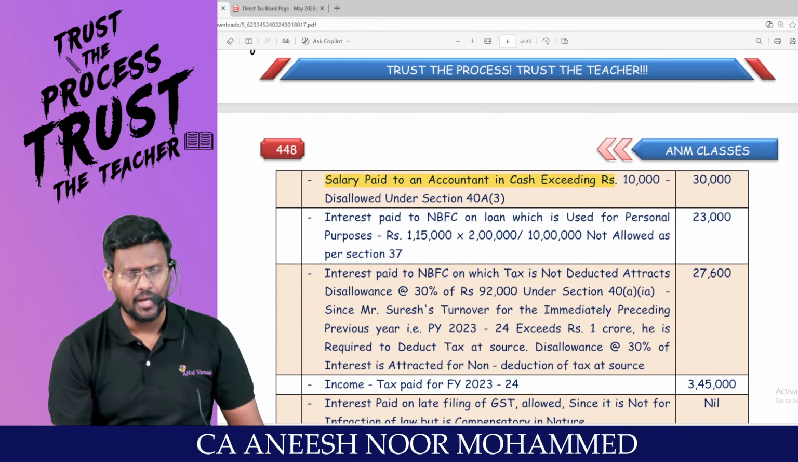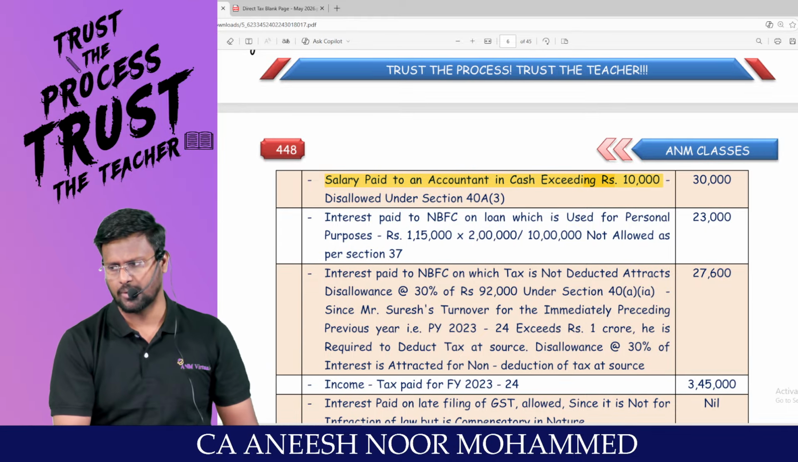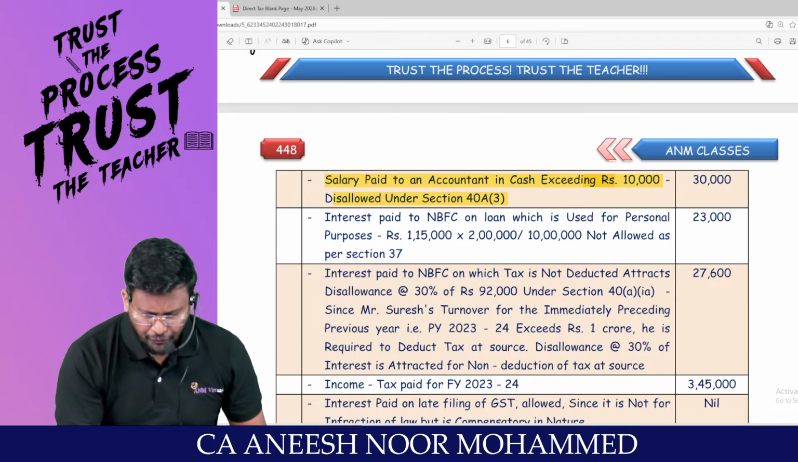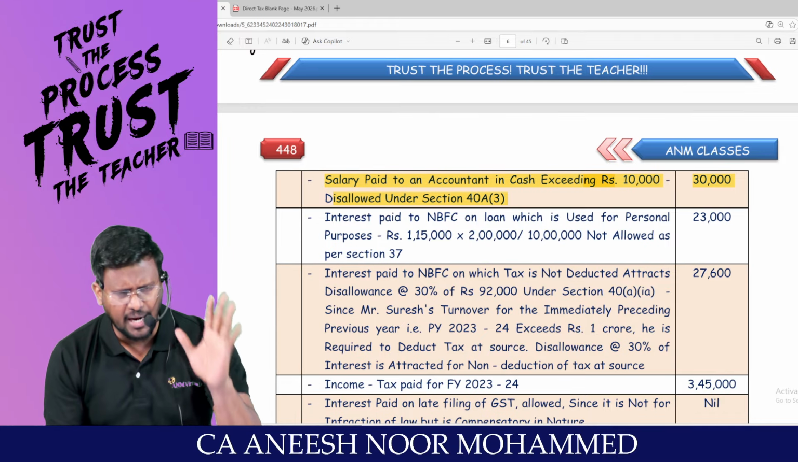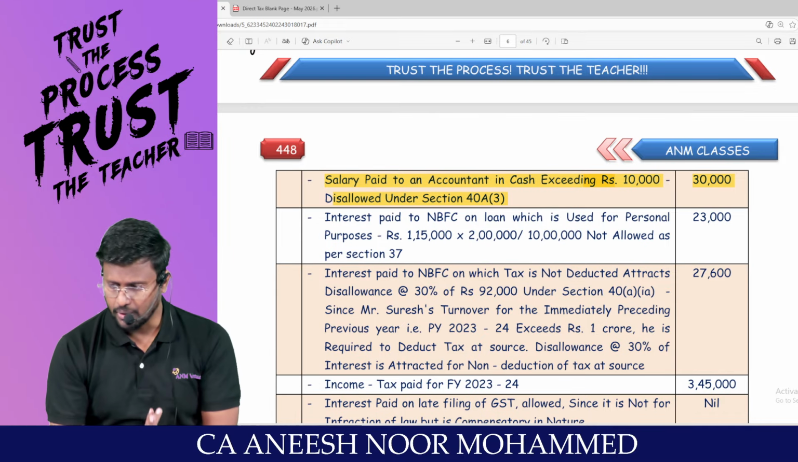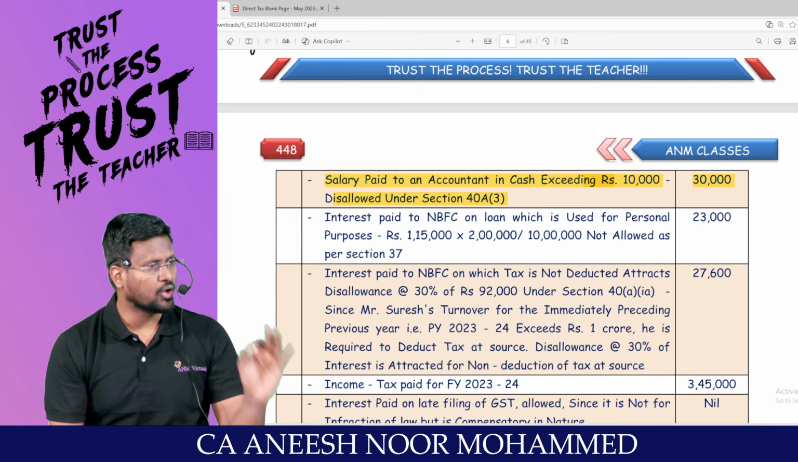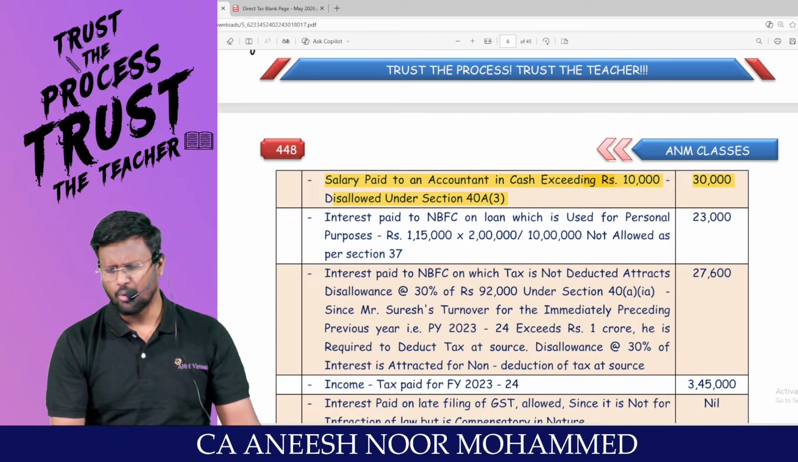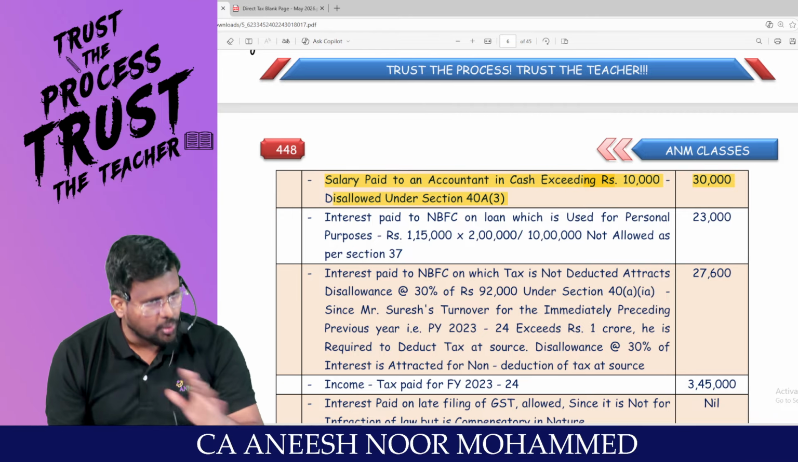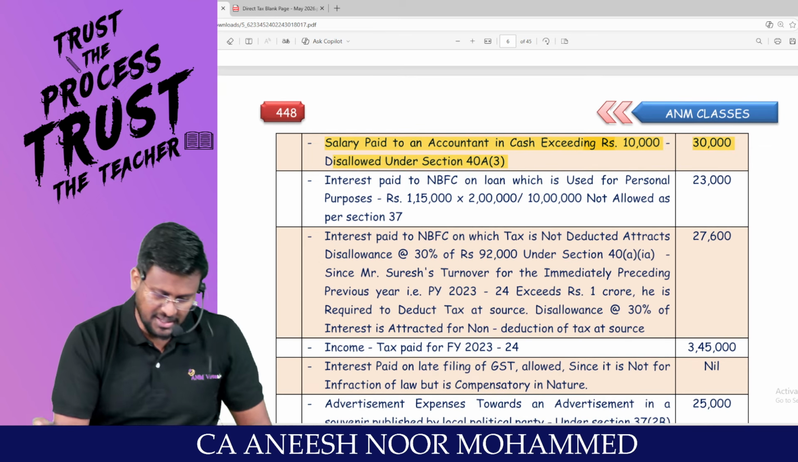Salary to an account and in cash exceeding 10,000. Straight application of the provision. Disallowed under 40A subsection 3. This 30,000 should be added back. Because as per 40A3, in a single day to a single person, you are not supposed to make cash payment in excess of 10,000. More or less in every PGBP question, this one adjustment will be there. 40A subsection 3, that will give you 1 mark in exam.